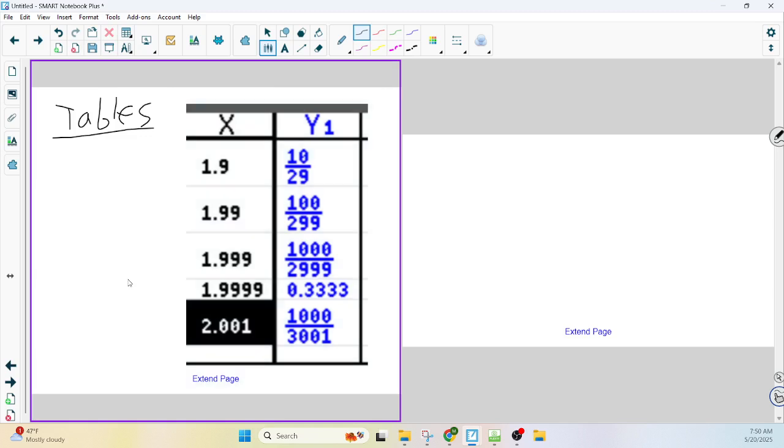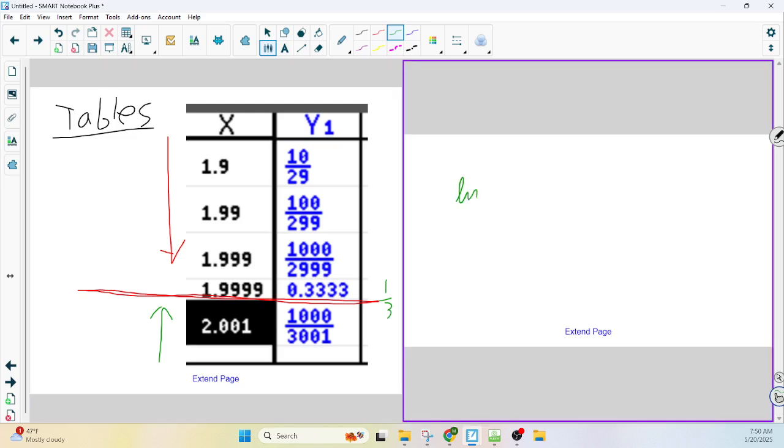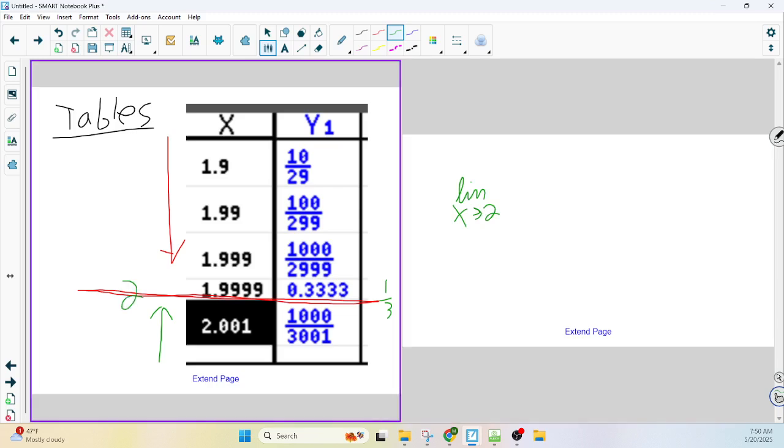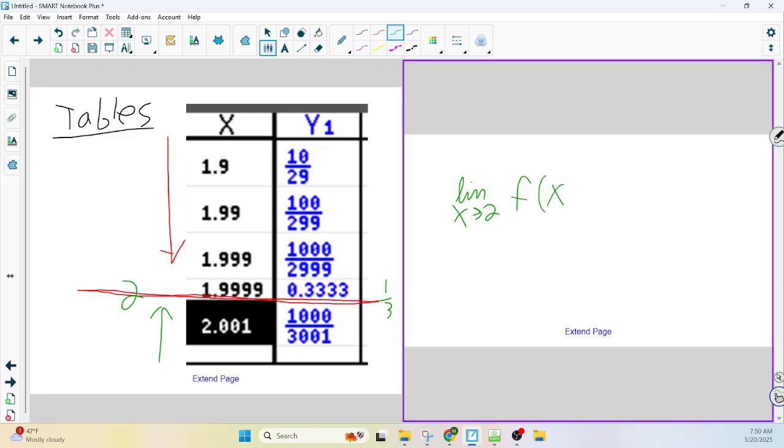But as we come from the left, which is this side, this is where the limit is, right? And as we come from the right, I didn't have all the values, but you can see that these are kind of approaching a third. So the limit as x approaches 2, because it was going to be 2 right here, of that function is a third. Okay. Questions about making the table?